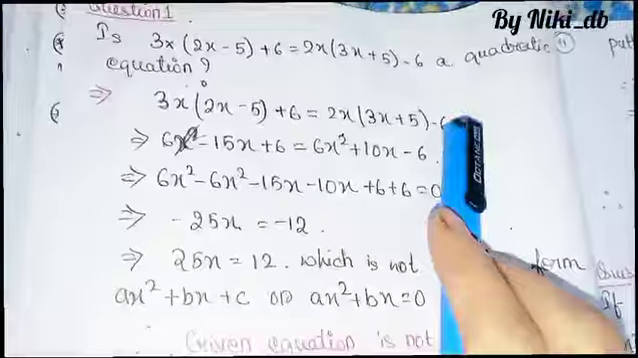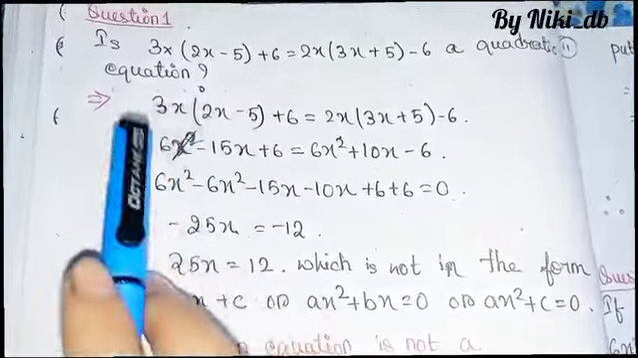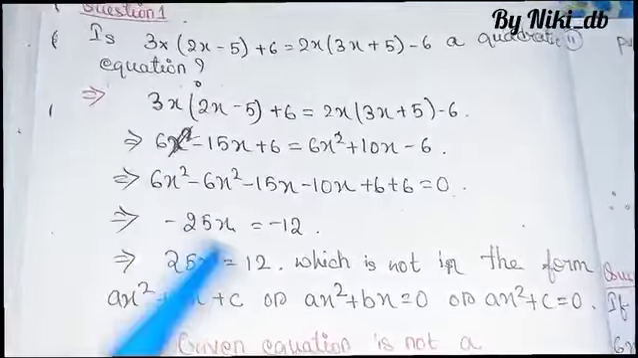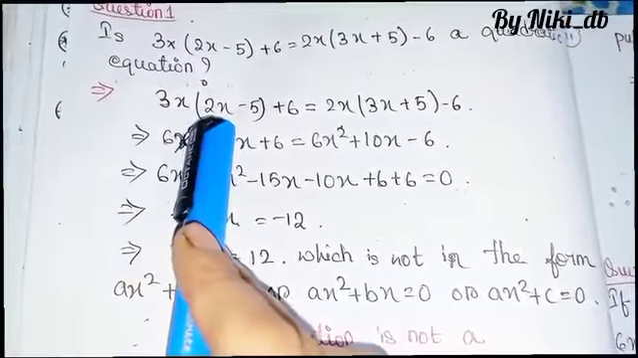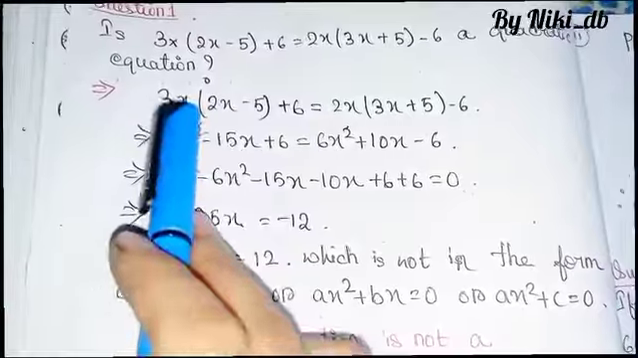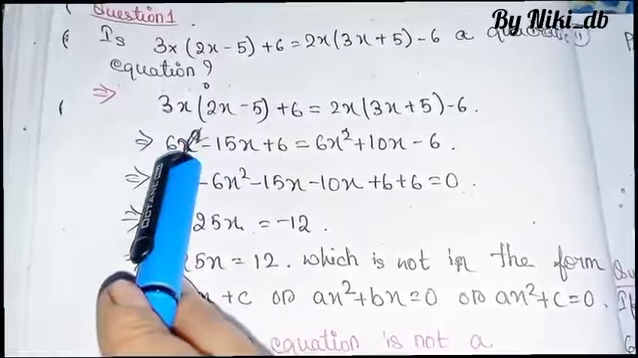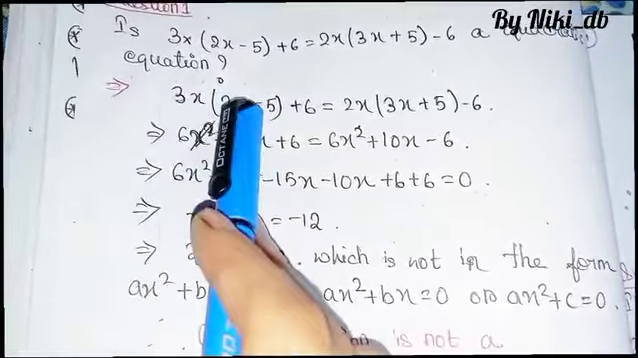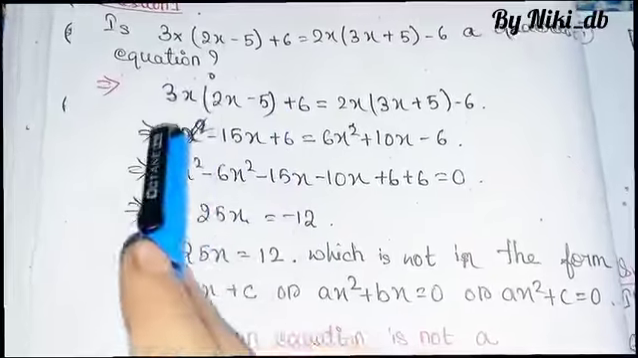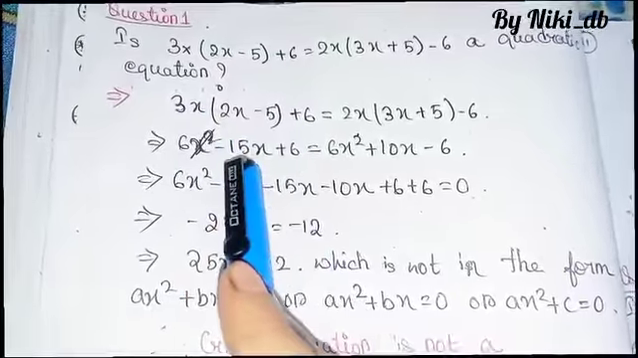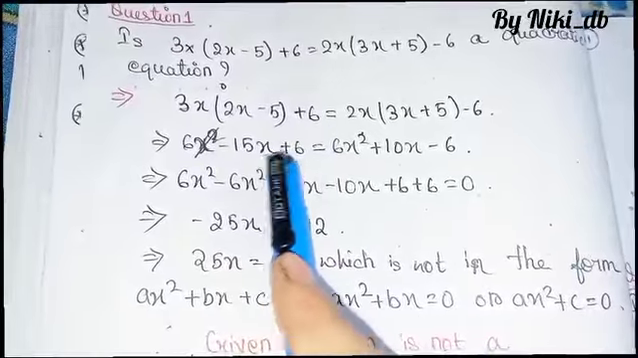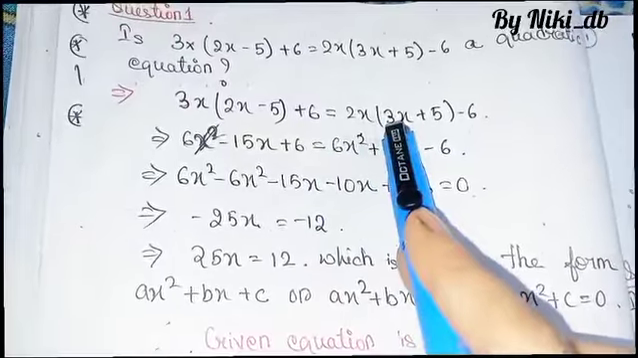Then we will open the brackets. First 3x into 2x: 3 into 2 is 6, x into x is x square. So 6x square. Then minus 3 into 5 is 15, so minus 15x, plus 6 equals to.